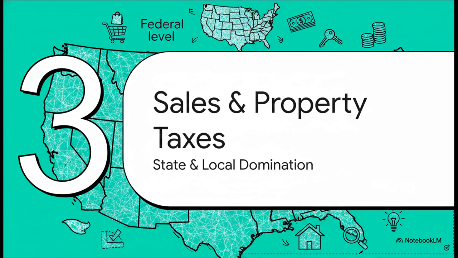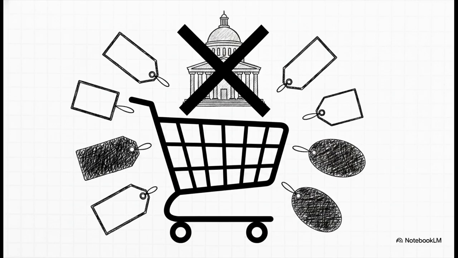Let's transition to Section 3, sales and property taxes, state and local domination. Now, this surprises a lot of international clients, but the U.S. actually has 0 federal sales tax. Federal involvement here drops to absolute 0. It is entirely a state and local game, and rates vary wildly.